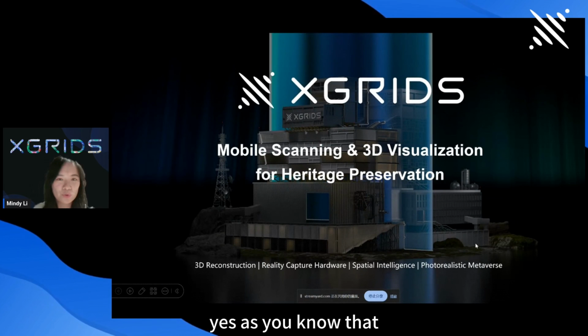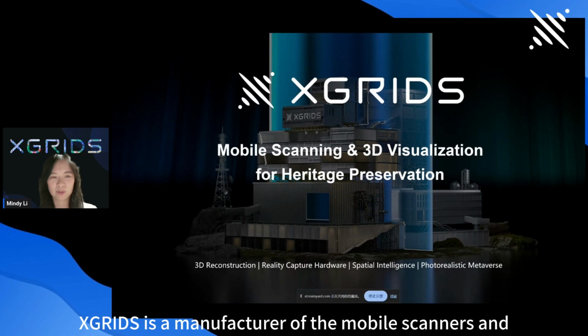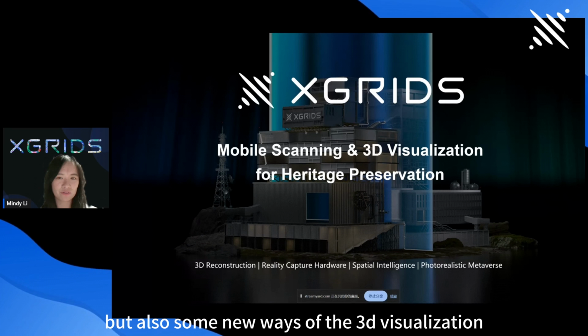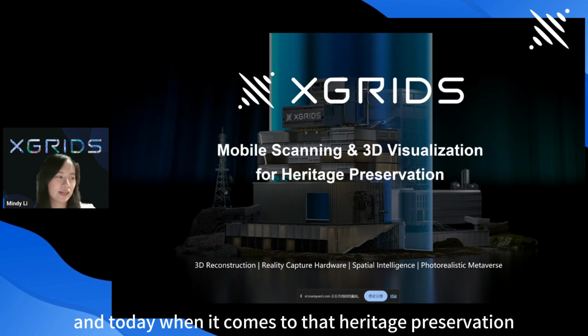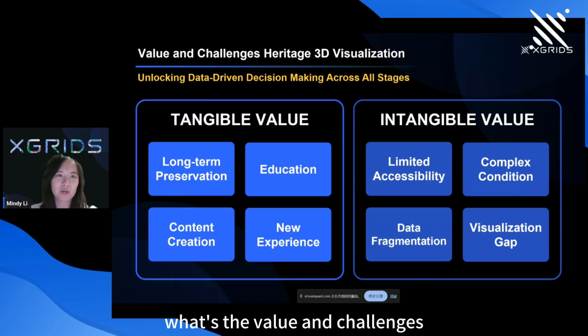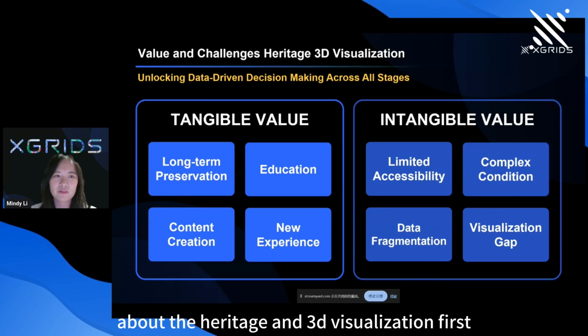Yes, as you know, XGRIDS is a manufacturer of mobile scanners, and not only point clouds, but also some new ways of 3D visualization. And today, when it comes to heritage preservation, firstly, we try to talk about the value and challenges of heritage and 3D visualization.